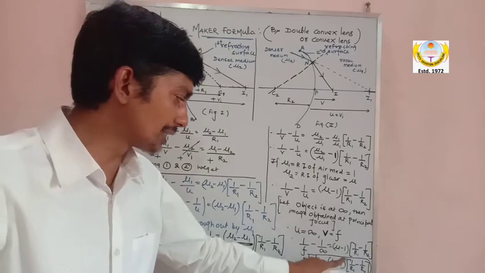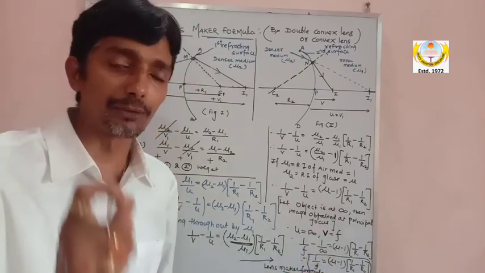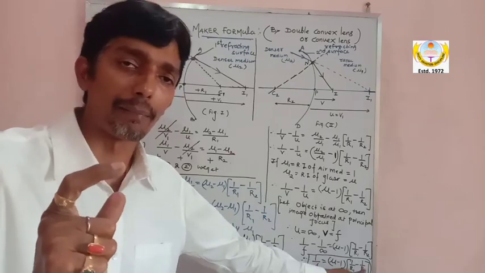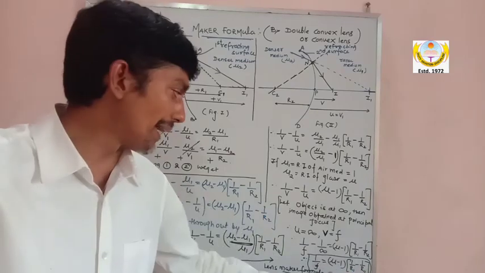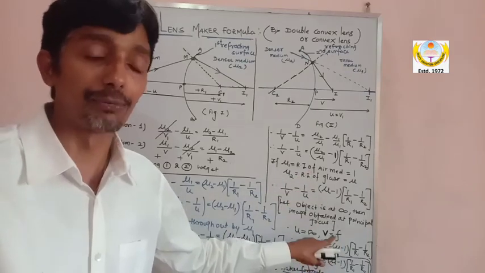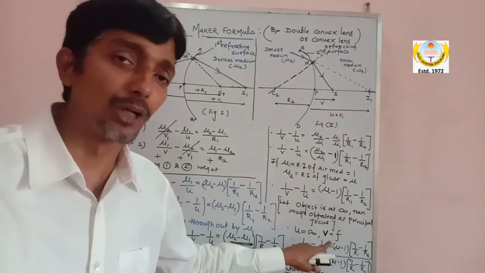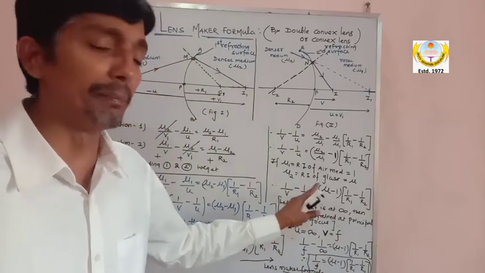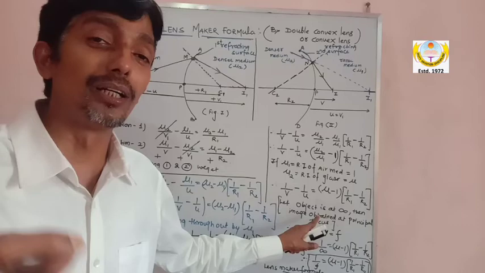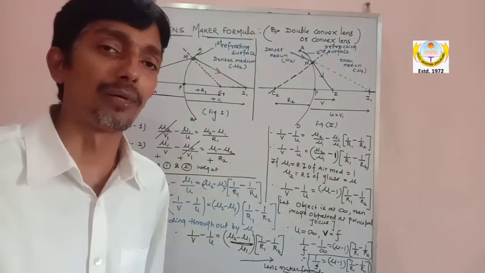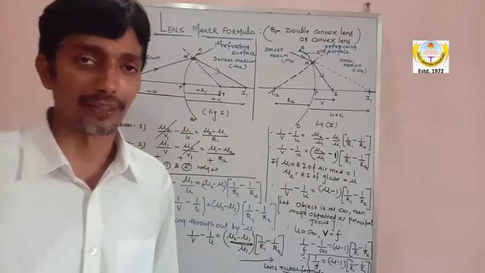But this is your lens maker formula, and the formula is 1 upon f is equal to mu minus 1 into 1 upon R1 minus 1 upon R2. Take care, my dear, don't substitute 1 upon v minus 1 upon u as 1 upon f, because still it is not derived. After this formula, I will derive 1 upon v minus 1 upon u is equal to 1 upon f. That is called the thin lens formula, which is after this topic.